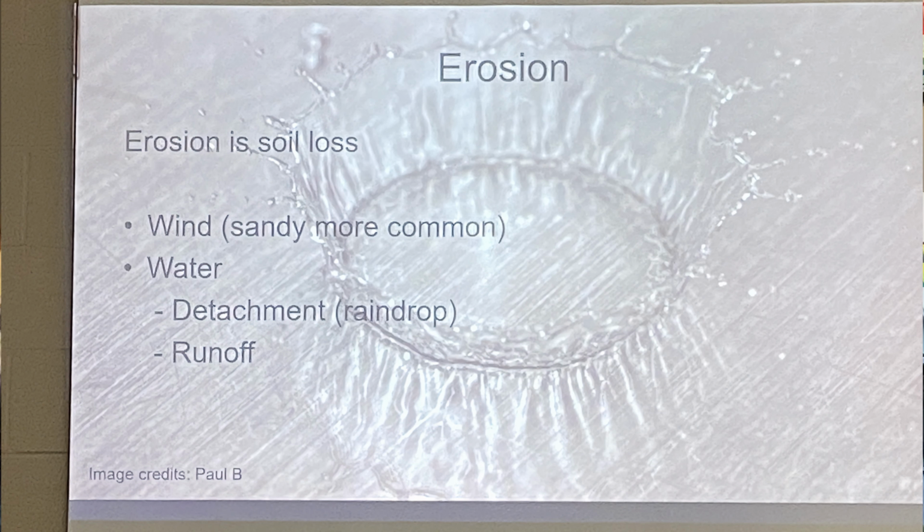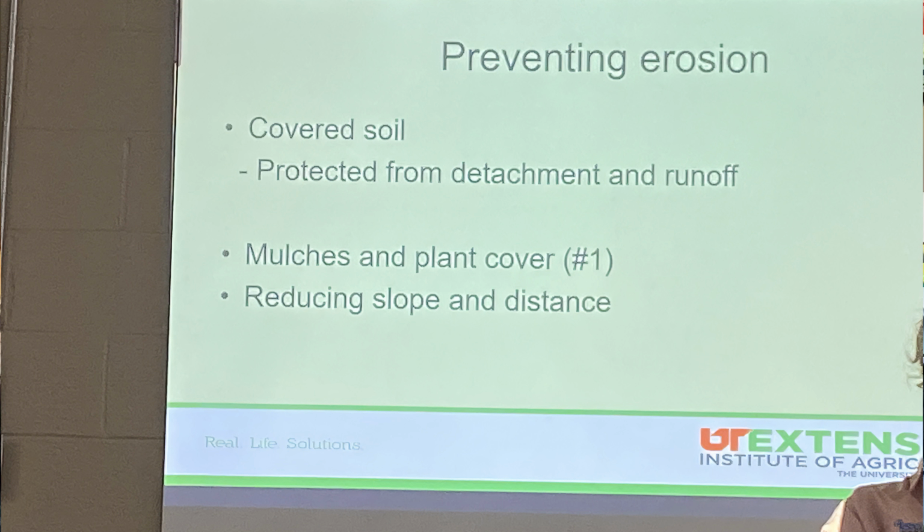Erosion is soil loss. Wind erosion is more common in sandy soils. Water erosion involves detachment by raindrops, and runoff. It's horrible. Preventing erosion: covered soil is protected from detachment and runoff, mulches and plant cover are number one, and reduce slope and distance.